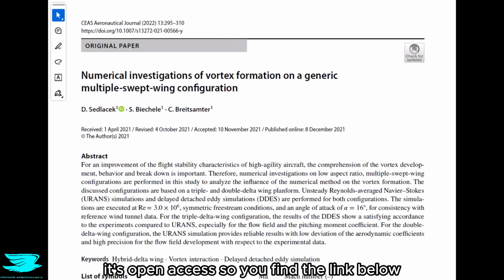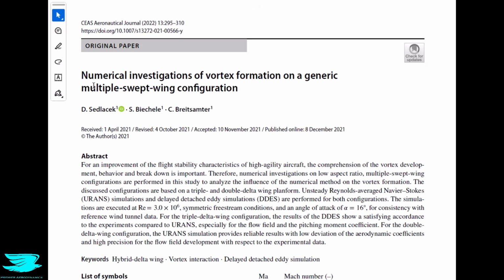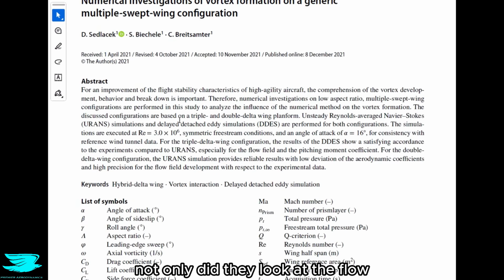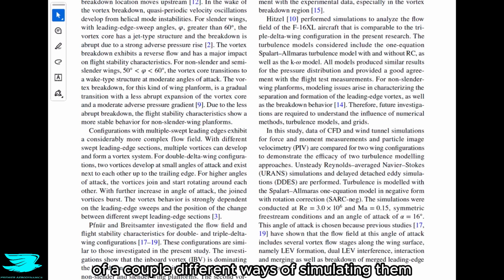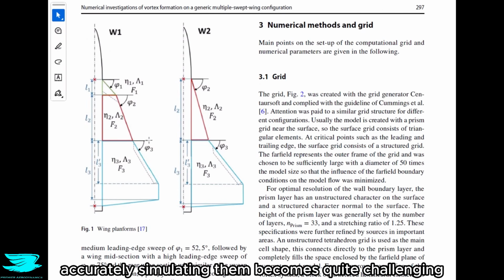It's open access, so you can find the link below, and the DOI is at the top left of the page. And one interesting thing about this is, not only did they look at the flow physics of these geometries, but they also looked at the accuracy of a couple different ways of simulating them. So in fact, when it comes to multi-swept wings and transonic speeds, accurately simulating them becomes quite challenging.